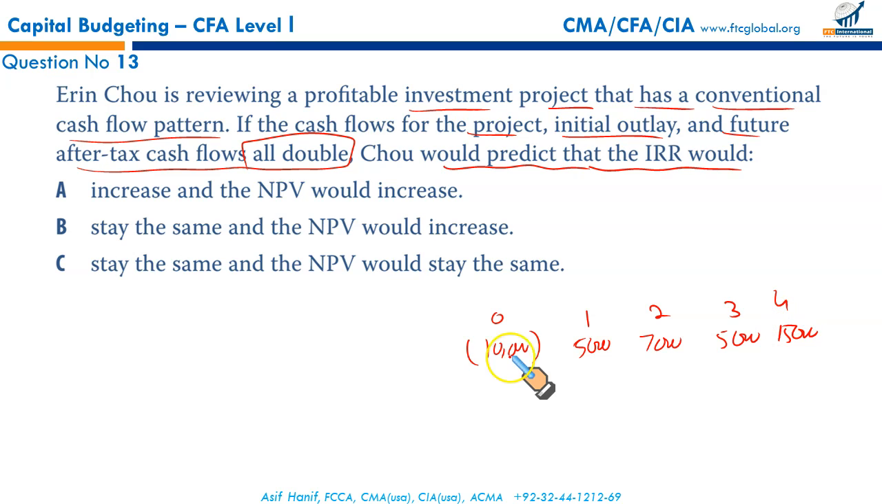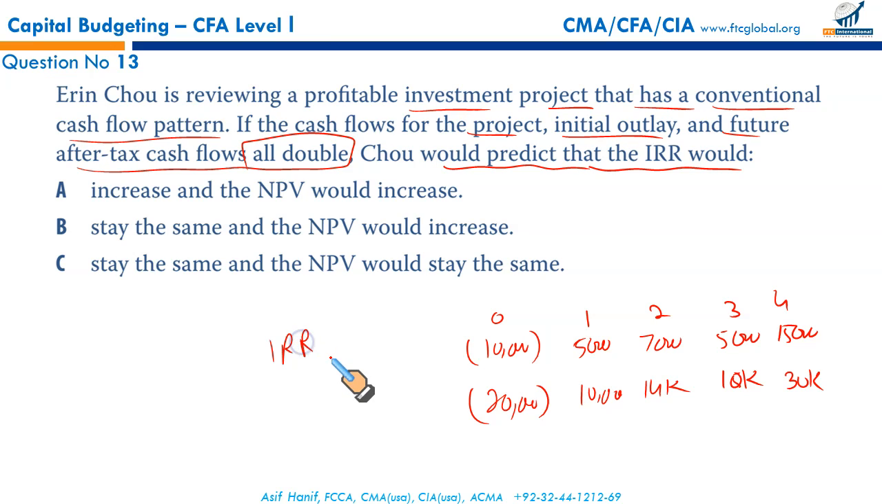Okay, now what happens? All the cash flows are doubled. Your initial investment gets doubled. Your inflows get doubled as well: 14K and this 10K and then finally 30K. How would it affect your NPV and IRR? It's an interesting question. IRR measures the return per dollar of investment. IRR would stay the same because both initial and the inflows on per dollar basis, they are the same.